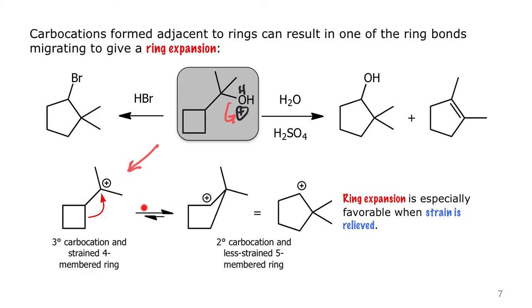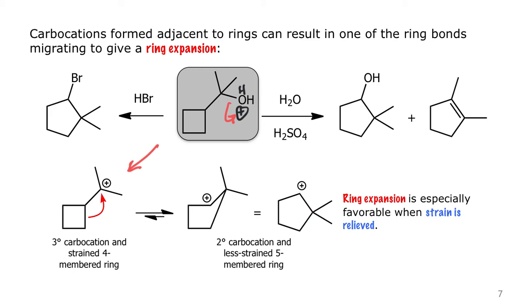And that process, even though it leads to a secondary carbocation, relieves the ring strain. And so even though we're going from a tertiary to a secondary carbocation, the potential energy of the system decreases because we've relieved so much ring strain, and we go to the five-membered ring. We can draw that slightly differently like this. It's just simply this dimethyl cyclopentyl cation.